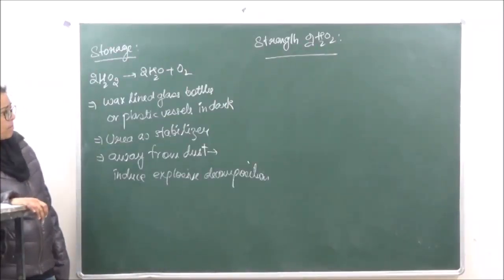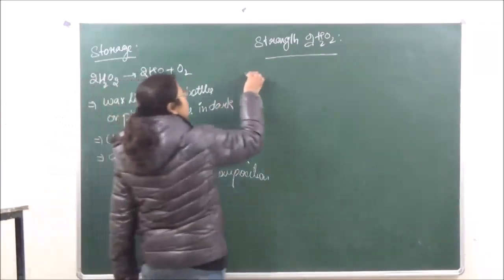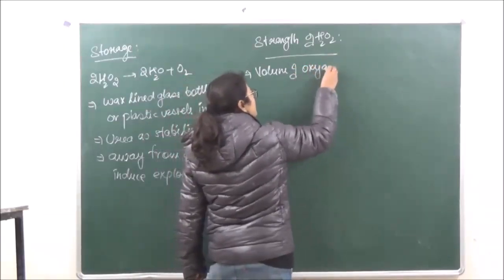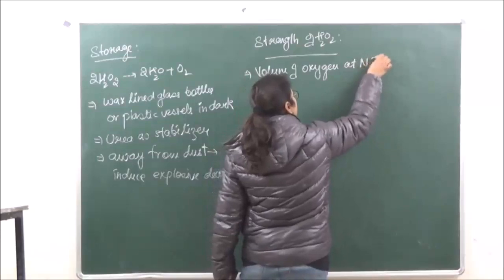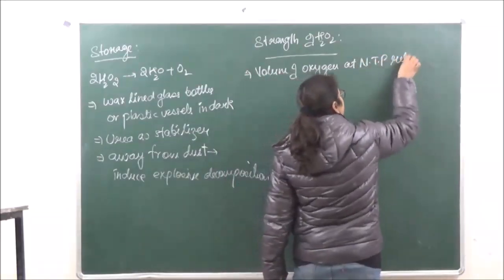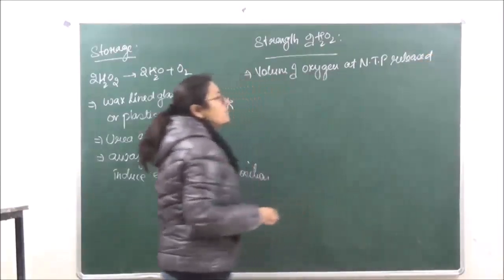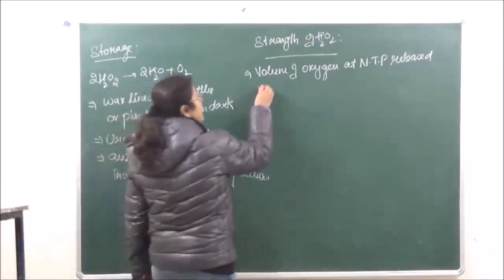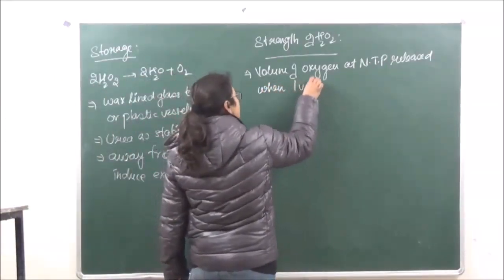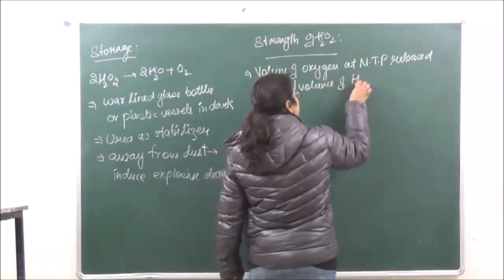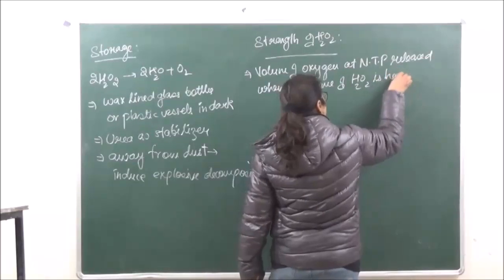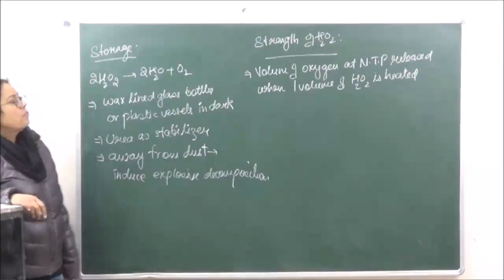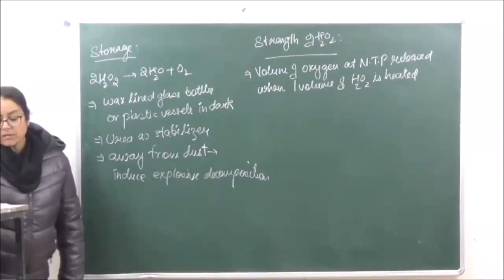So what is strength over here? It is the volume of oxygen at MTP which is released when 1 volume of hydrogen peroxide is heated. So this can come in the term of definition also, what do you understand by strength of H2O2, for the subjective questions, and for objective you can get a numerical.